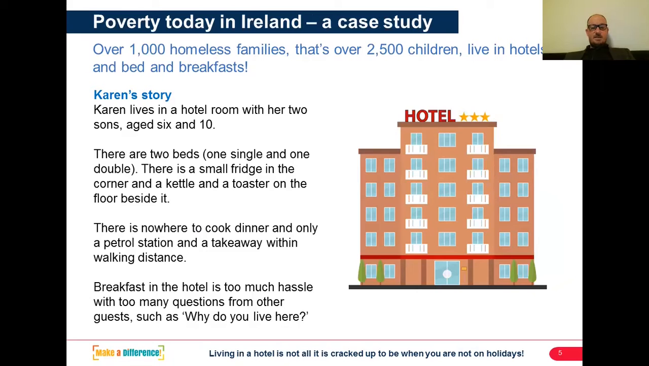Breakfast in the hotel is too much hassle, with too many questions from other guests, such as, why do you live here?